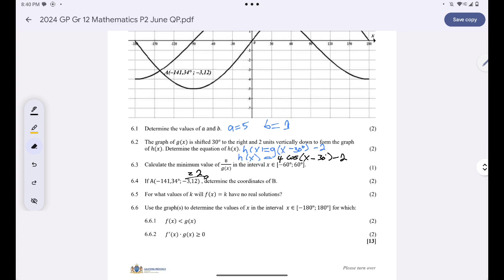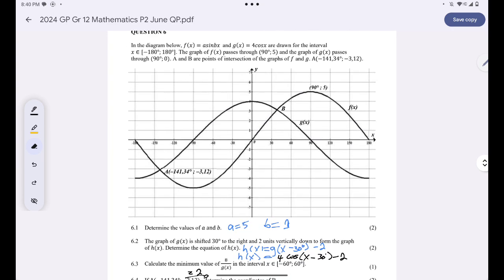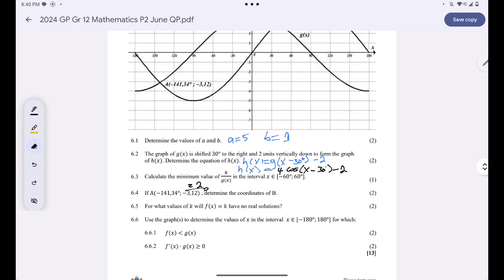If the coordinates of a are that, determine the coordinates of b. A and b show the same thing but in different periods and intervals. So all I need to do is to just add 180 to the negative x value. Just say 180 minus 141.34, then I'll get a positive 338.66.